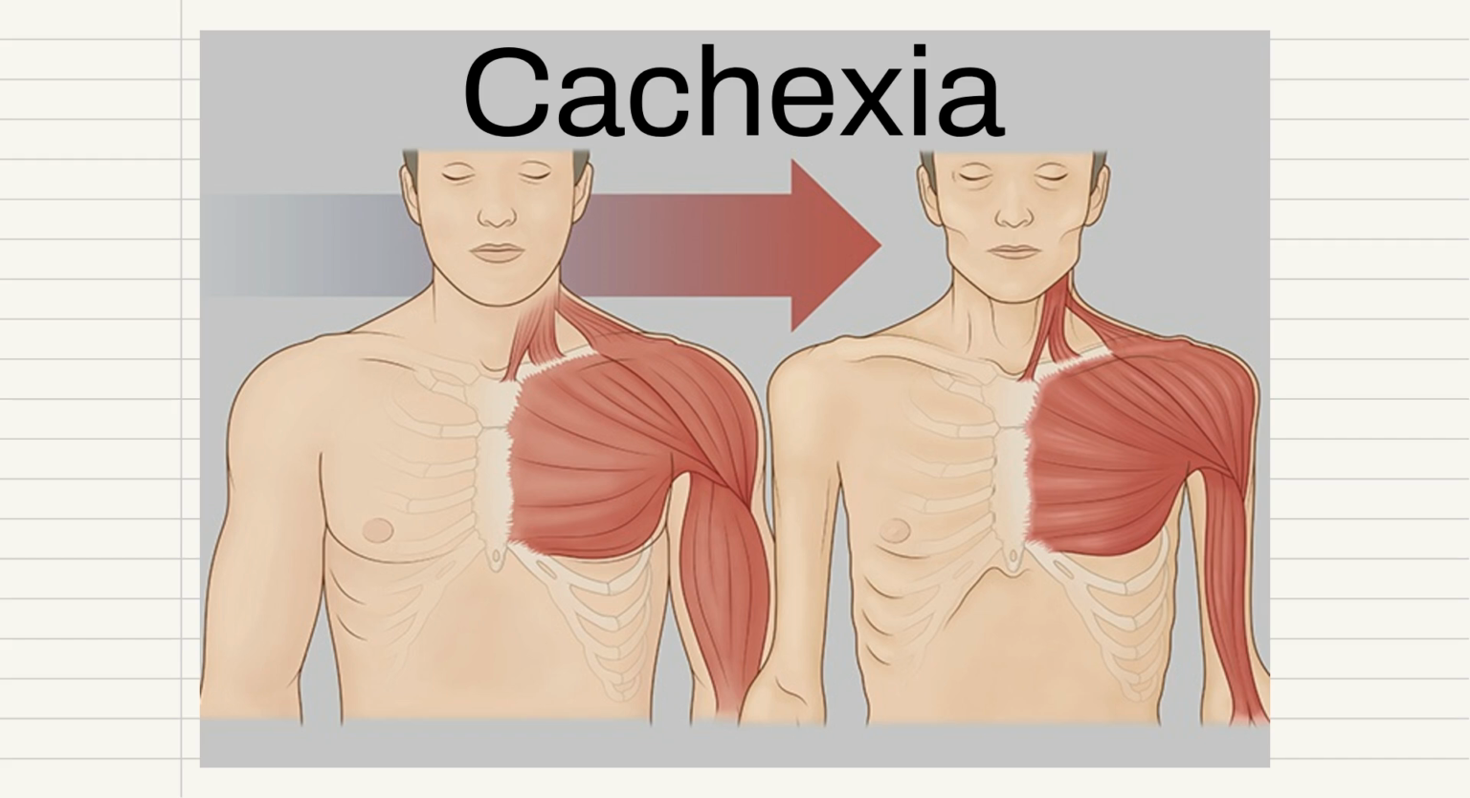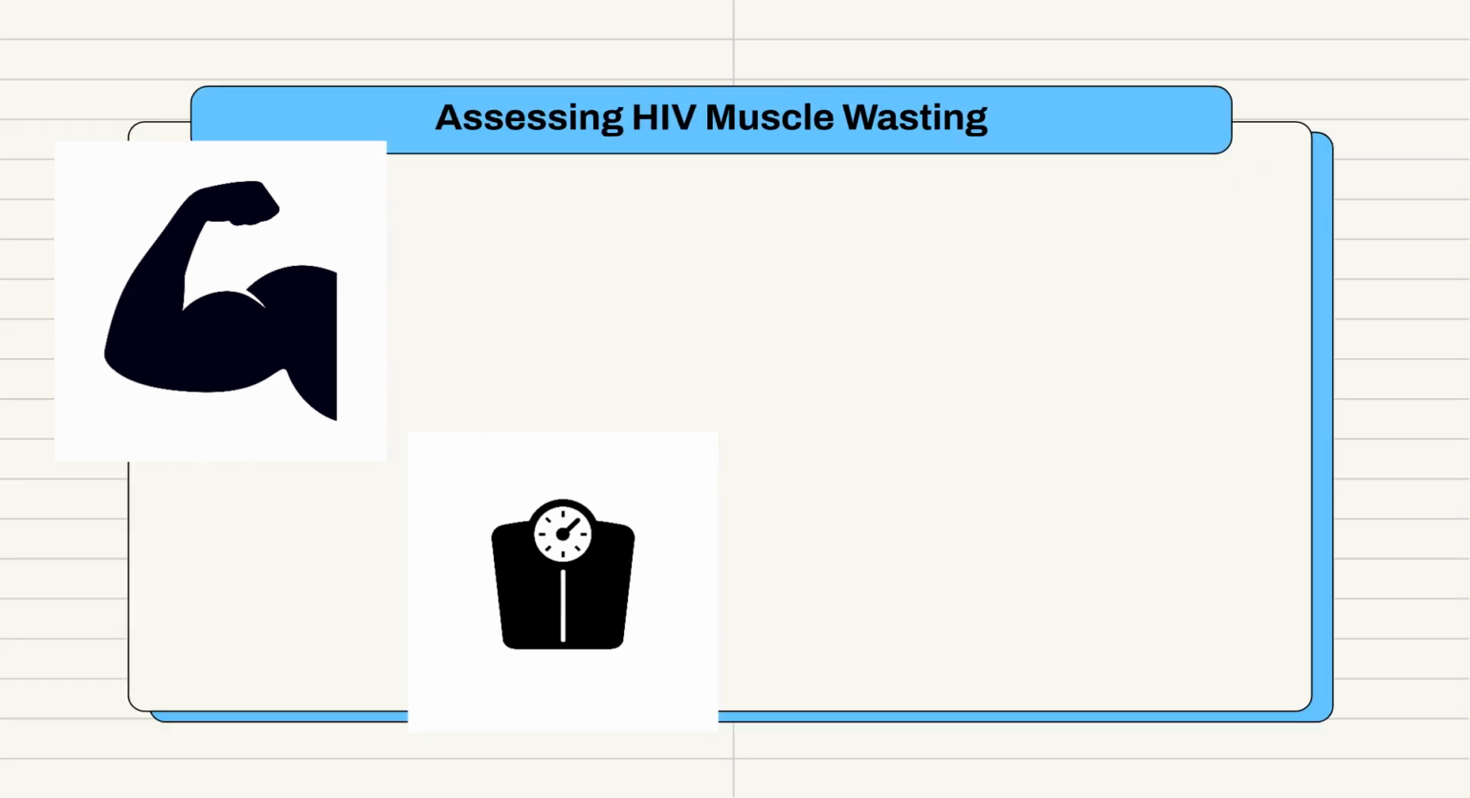HIV-associated muscle wasting, or cachexia, is a critical condition nursing students need to master. It's not just about weight loss. It's about muscle breakdown that impacts a patient's strength and quality of life. For NCLEX, understanding this condition helps you prioritize interventions and ace those tricky questions. We'll use ADPI, assessment, diagnosis, planning, implementation, and evaluation to guide us, plus share a must-know NCLEX strategy. Ready? Let's jump in. First up, assessment.